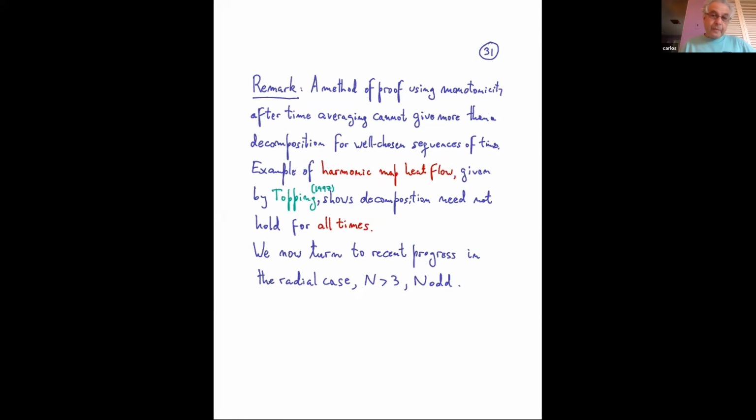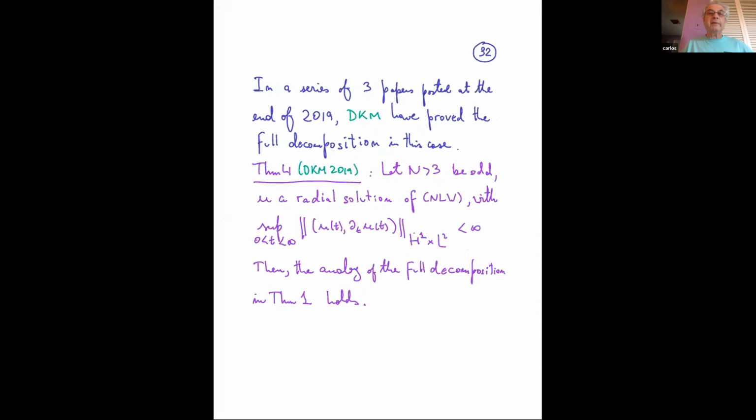So let me now turn to recent progress in the radial case for n bigger than 3 in the odd dimensional case. In a series of 3 papers, which we posted at the end of 2019, we have proven the full decomposition for the radial case.